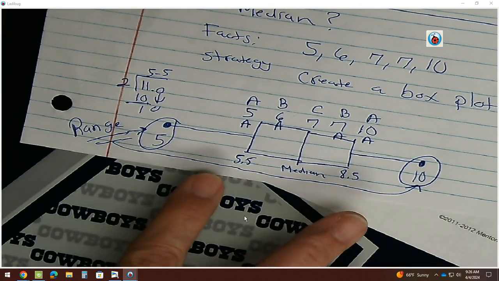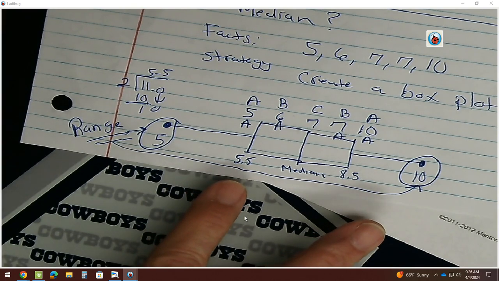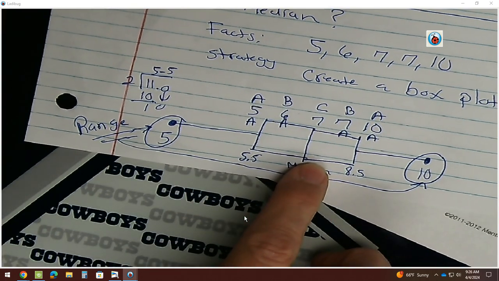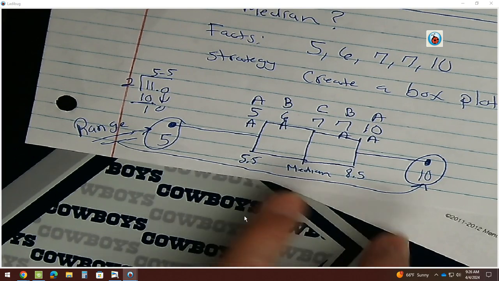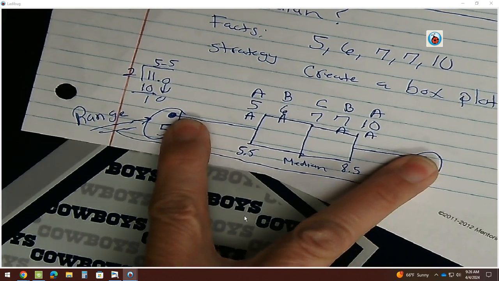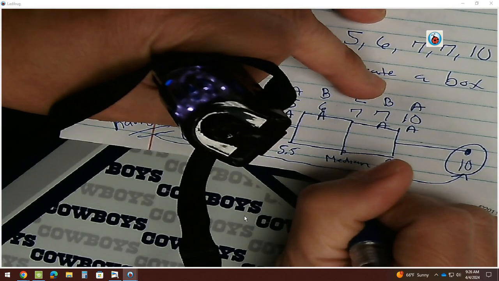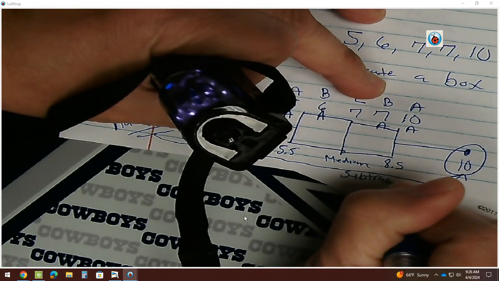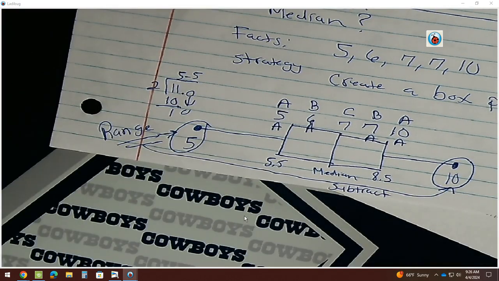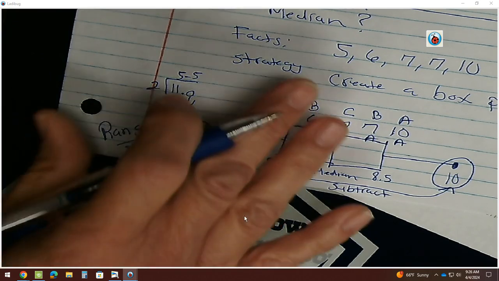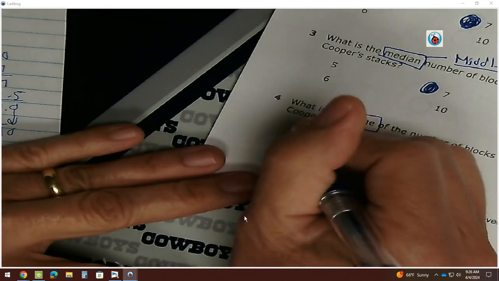That's why I like box plots. Because if I see the word median, I'm going to go to the middle, the line. If I see the word range, I'm going to go to my whiskers. Now, what am I going to do with my whiskers? I'm going to subtract. Very good, whomever said subtract. I'm going to subtract because I want to know how far you're from that point. How far am I from 10? 5. So 10 minus 5 would be 5. So what's the range? 5.